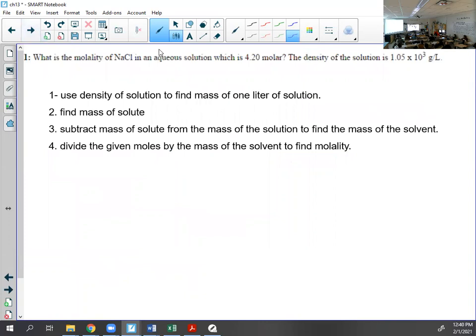We have a question, and you will have questions like this, for sure, without doubt, I promise you. It says, what is the molality of NaCl in an aqueous solution that is 4.20 molar, and the density is, this is nice, I guess, 1.05 times 10 to the 23 grams per liter. It's almost always given to you in grams per milliliter.